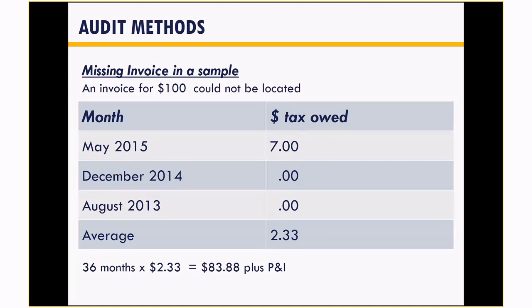Let's say we have a missing invoice. It was $100, and it can't be located. The auditor, because you can't prove to them that you paid tax and your records are incomplete, will have to assess you on this. All right, I threw $7 into May of '15. That was the tax that was owed. If that was the only thing they found, that goes into the average, becomes a couple dollars a month, times 36 months is $83 plus penalty and interest for a $100 invoice that can't be located.